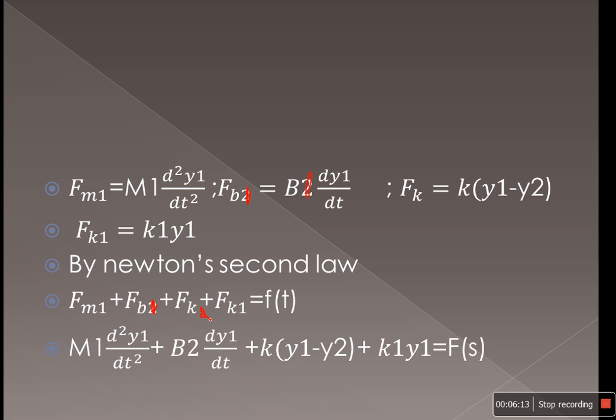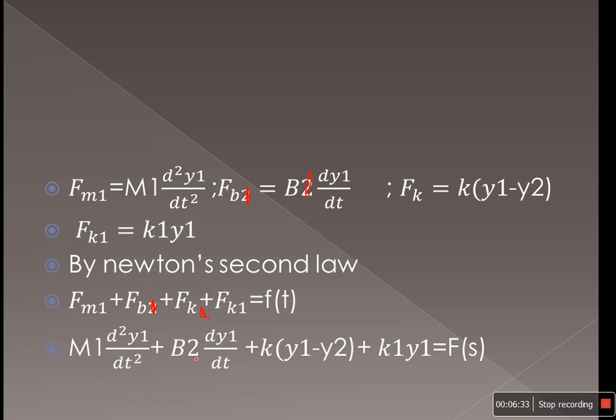So this is the equation we are getting. After this, just apply the Laplace transform. Whenever we apply the Laplace transform to this equation, what do we get? M1 times the Laplace transform of d square y1 of t by dt square equals s square into y1 of s.